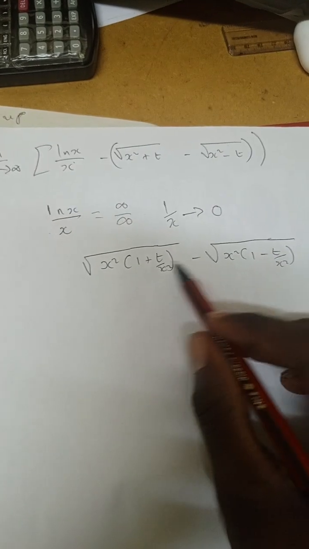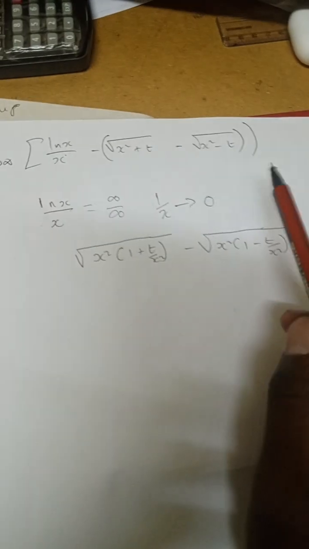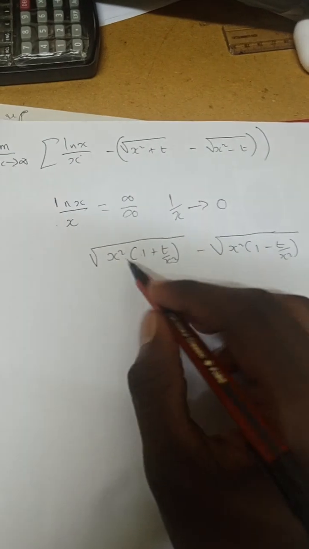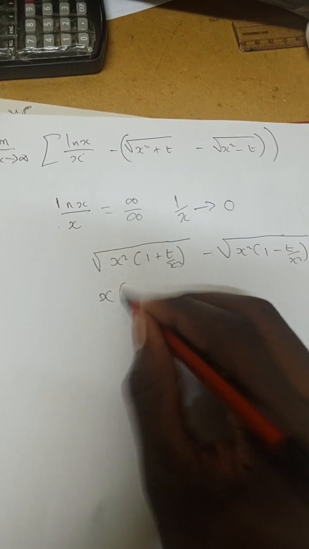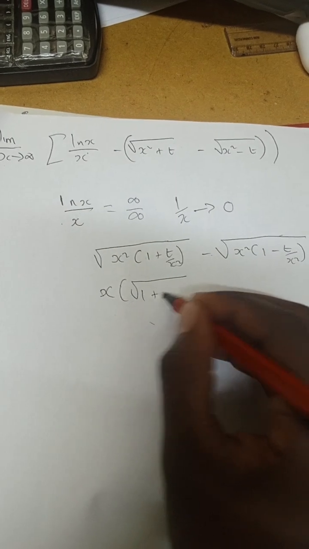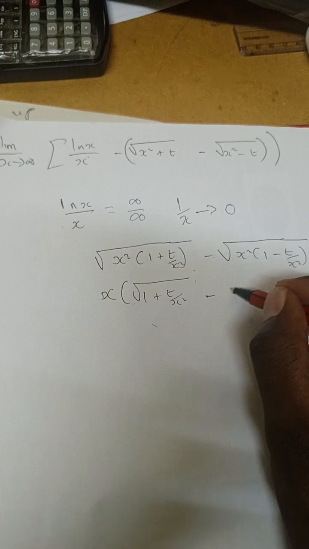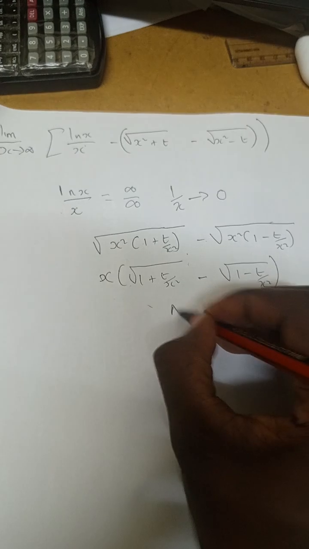So if I multiply x by 1, I'm still going back to the same thing. Now the root of x squared will be x, and I'll have x here and x here, so it's better I just factor the x out. So I have the root of 1 plus t over x squared, like that. Then minus, I'll have the root here of 1 minus t over x squared.